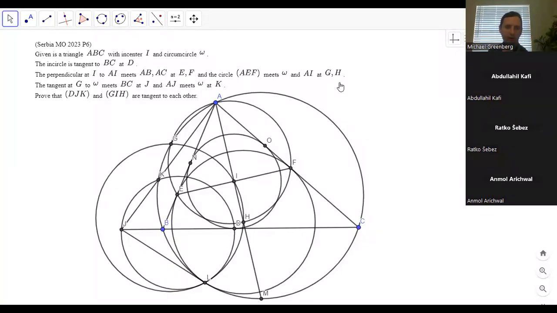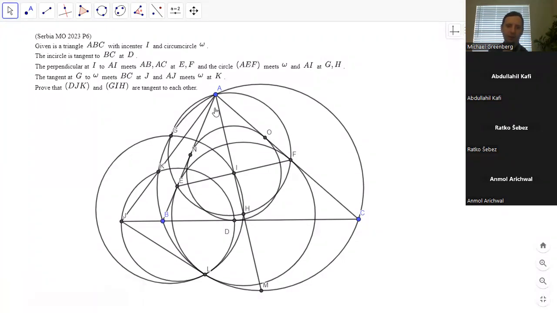So angle GIH, can we calculate that? Why is H the center of the mixtilinear incircle? It's because AEHF is cyclic by definition, so these are both perpendicular by symmetry. This is the well-known idea of how you construct the mixtilinear incenter.